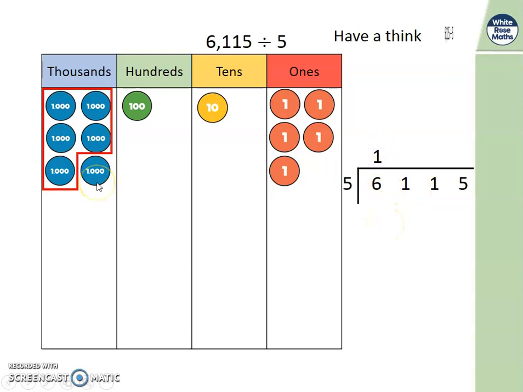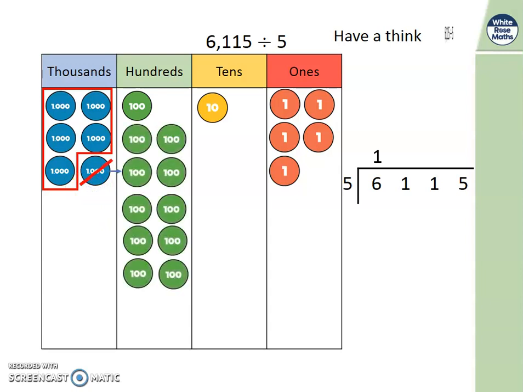But I still have 1 of those thousands left, and I can't just leave it, I need to exchange it. So I will exchange that 1,000 for 10 of these hundreds. We move over to 10 of those hundreds and we add it to the 100 that was already there. So I now have 11 hundreds. We record it like this with that 1 there. It now says 11 hundreds.